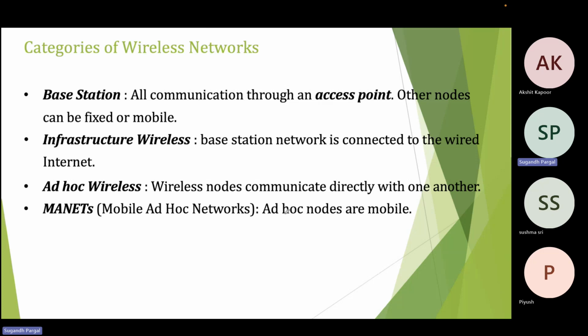So the categories of wireless networks are: base stations, where all communications are done through an access point, and other nodes can be fixed or mobile. Then infrastructure wireless, where the base station network is connected to the wired network. Then ad hoc wireless, where wireless nodes communicate directly with one another. Then MANET, where all ad hoc nodes are mobile.